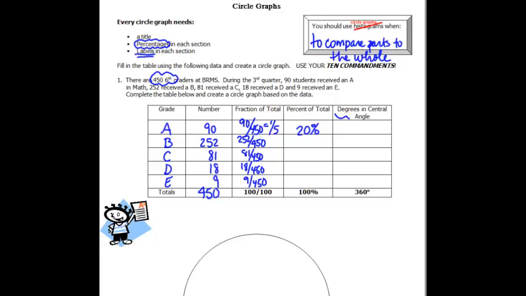Then this is a key component again. You have to then take the fractional part, or the percentage, of the degrees in the central angle. Well, that's a proportion to 360. In other words, 1 is to 5 as x is to 360. What part of the circle is 1/5? And if you figure that out, or you can likewise take 20% of 360, you would get 72 degrees.